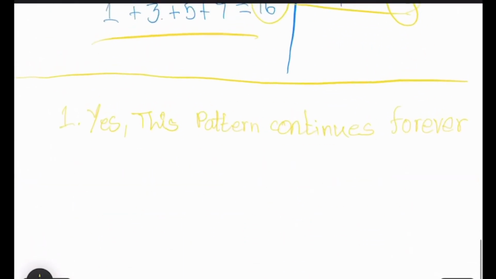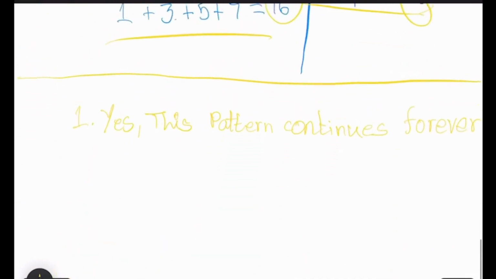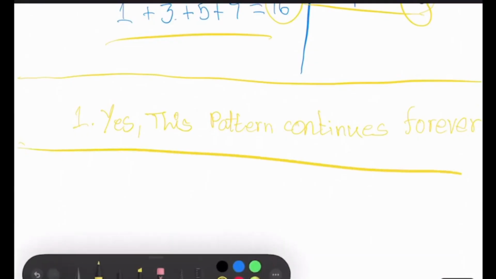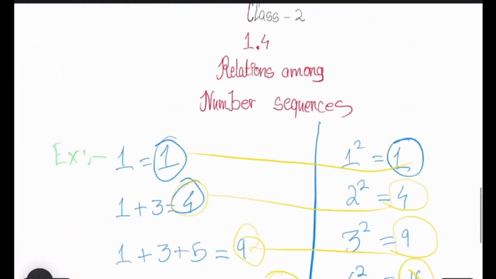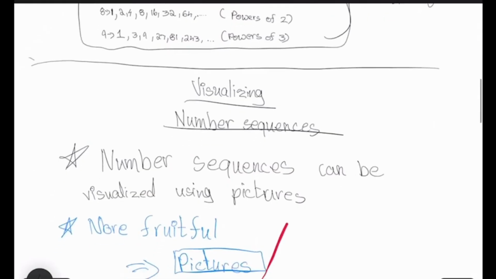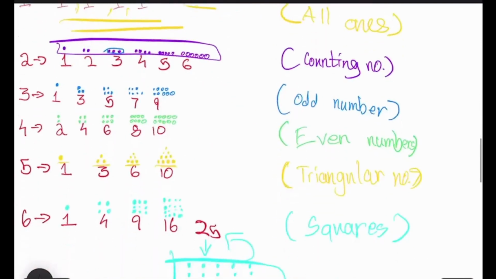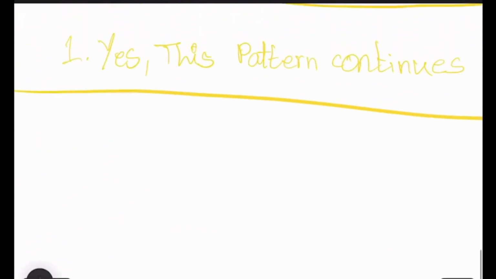And then a picture can also explain it. I'll tell you the picture later. I'll draw a line and change the color, so there's no confusion. Visualizing with a picture can help explain the phenomenon. As I wrote before, number sequences can be visualized, and here I have written more fruitful. It's a very nice and fruitful way to use pictures.